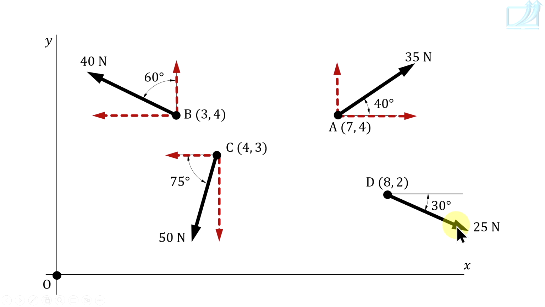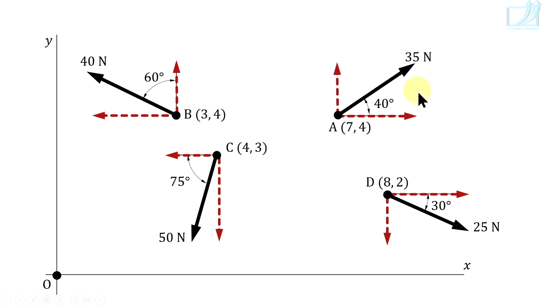This is a 25 Newton force. It is rightwards downwards. So the components are rightwards and downwards, and this force is acting at point D. So the components are at point D. Simple. What about the magnitude of these forces?